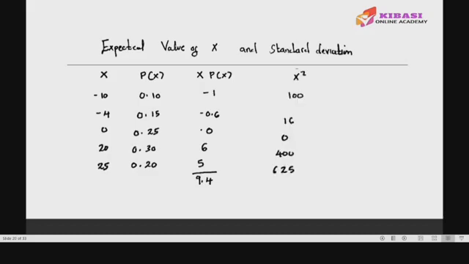Then we add a column of x square. We square this variable: square of 10, square of 4, 0, 20, 25, we get this. Then we add the column of x square times the probability of x. So we take x square times the probability of x, which is 100 times 0.1 you will get 10, 16 times 0.15 you will get 2.4, 0 times 0 here you get 0, 400 times 0.30 you get 120, 625 times 0.2 you get 125. Then we sum up all of this, we'll get 257.4.